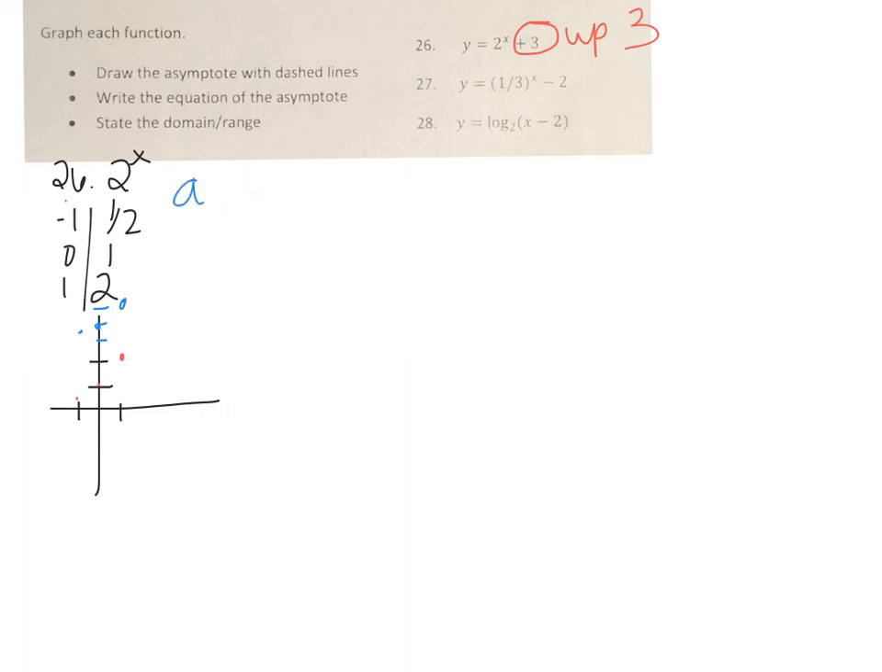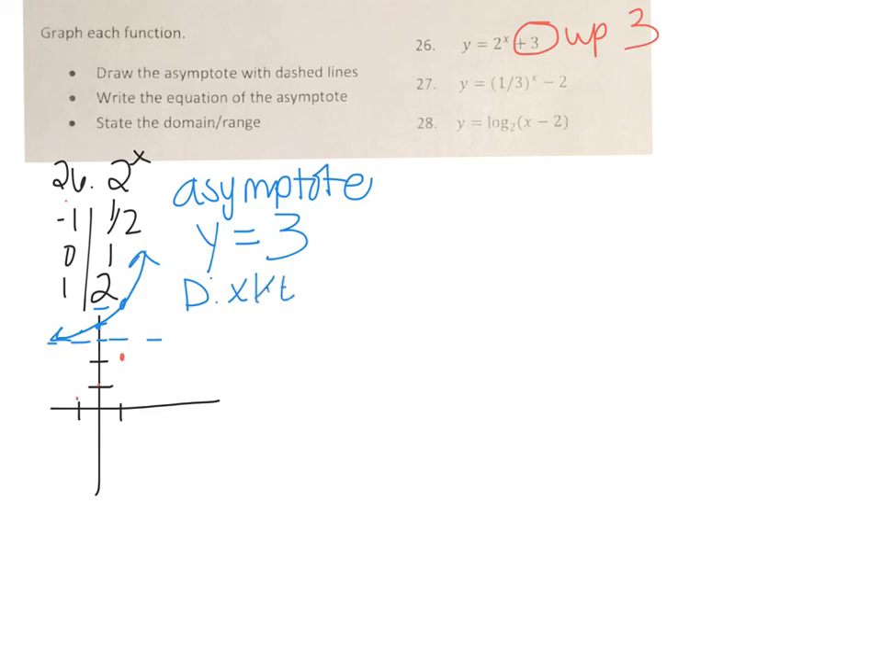My asymptote is the equation y equals 3. y equals k, always. So then draw that dashed line. And then connect my line. My domain is x such that x is contained in the set of all real numbers. My range is y is greater than 3 because it's all greater than my asymptote.